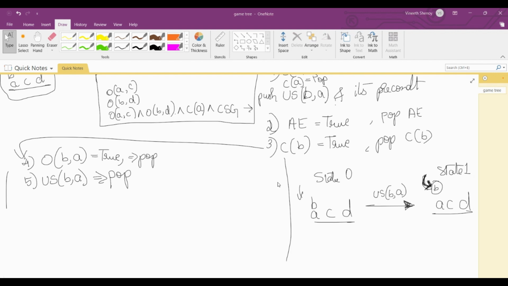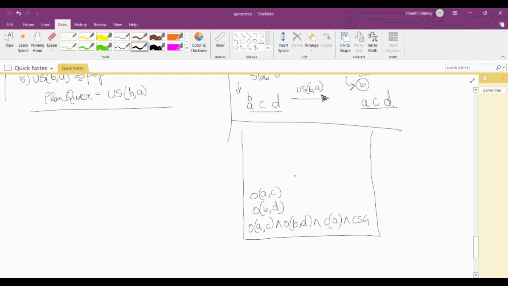So now, after that's done, you have to insert this operation into the plan queue. We had a plan queue which was null or empty. Now we will write the plan. What is the first operation we have to perform to reach the goal state? Unstack of b comma a. Done. I have written the goal stack separately so that it's clear.